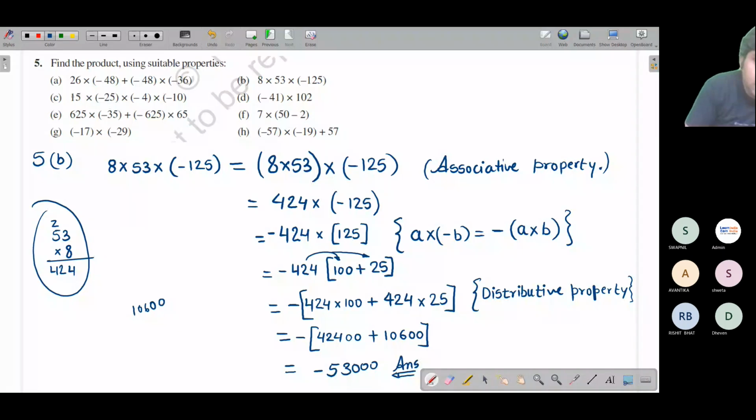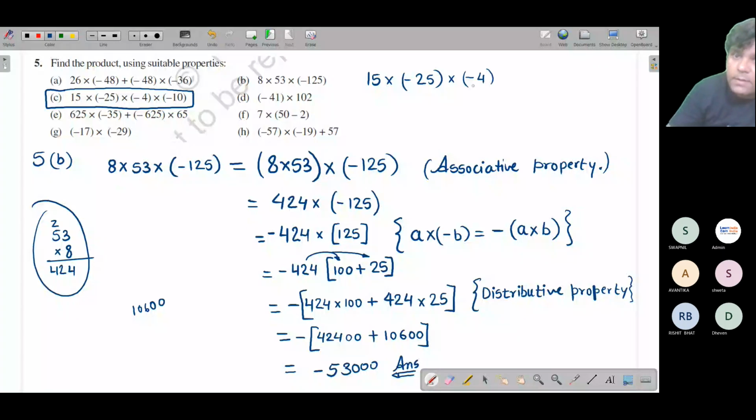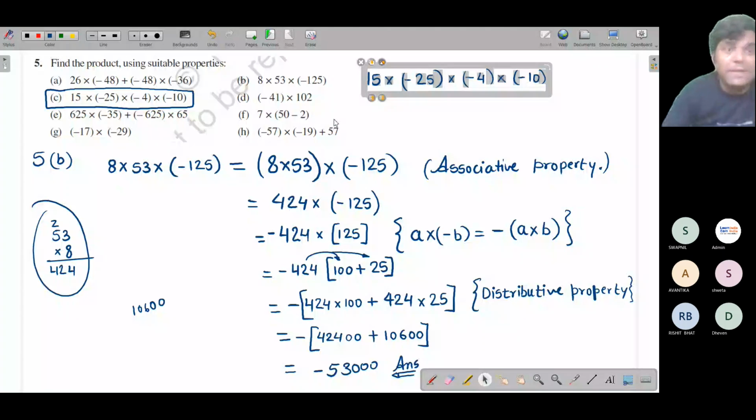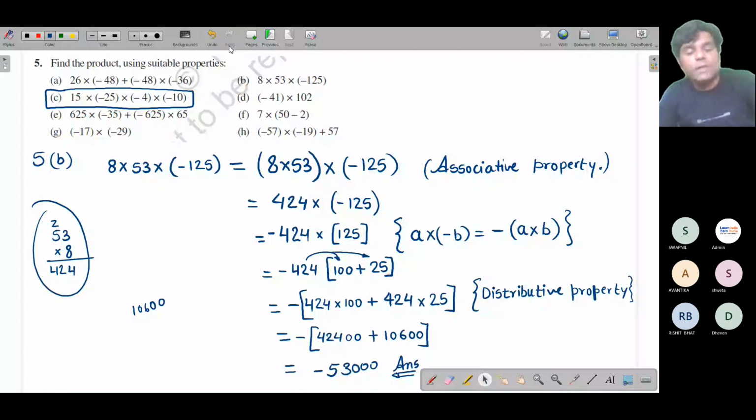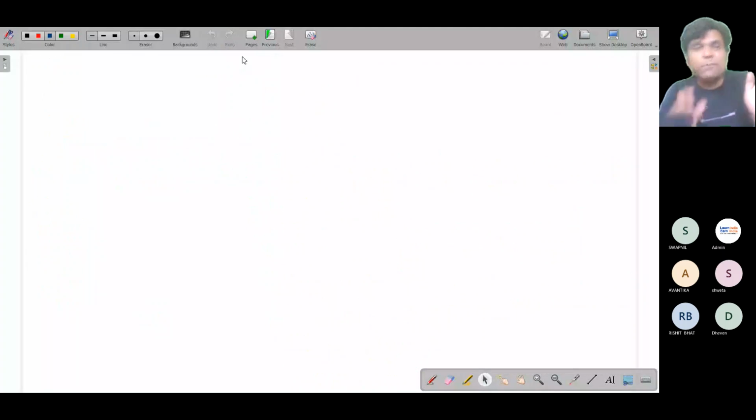Now, what we have to write here, the next one is part C: 15 times minus 25 times minus 4, further multiplied with minus 10. We can use the distributive property, but here there is no summation. How can you use distributive? Distributive is only applicable for sums and differences. If the multiplication is with the sum of two numbers, then we use distribution. Getting?